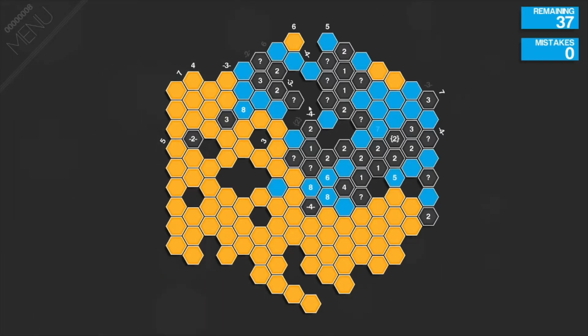Alright, now taking a look here, what do we got going on? Let's take a look at this 6 here. So we have 1, 2, 3, 4 bombs already marked within the 6th flower, meaning that there are 2 more bombs out of these 3 tiles.